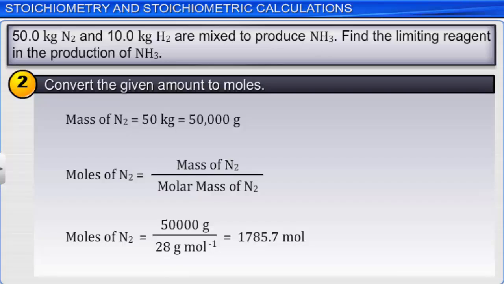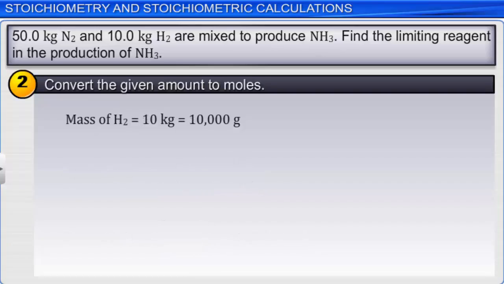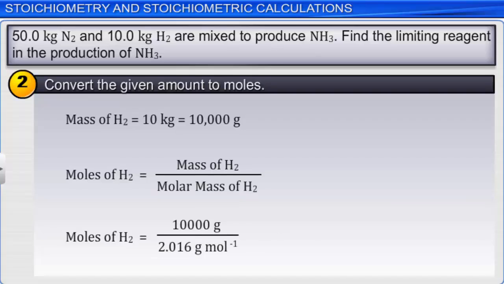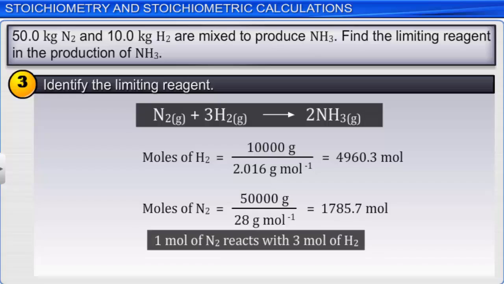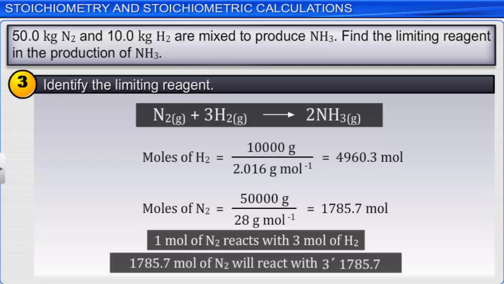Similarly, we'll convert the mass of hydrogen to gram, and then apply the formula. We get the moles of hydrogen as 4960.3. From the balanced chemical equation, we can conclude that 1 mole of nitrogen reacts with 3 moles of hydrogen. Thus, 1785.7 moles of nitrogen reacts with 5357.1 moles of hydrogen.